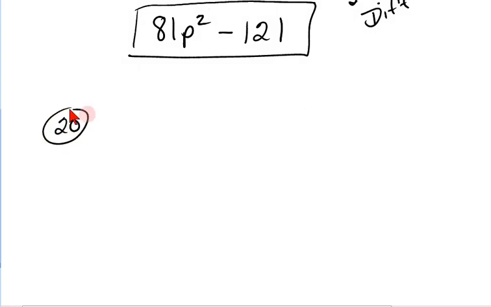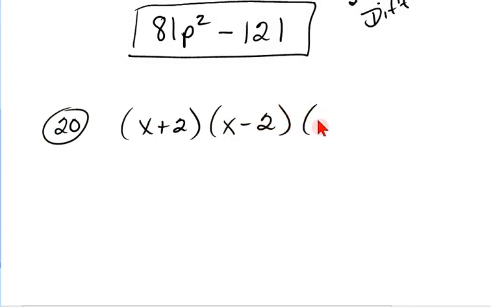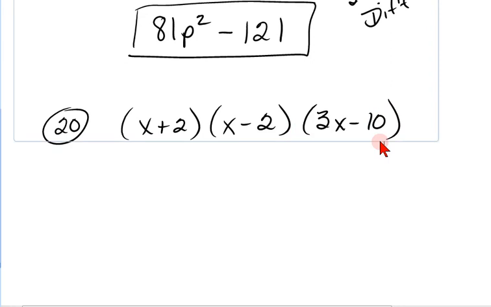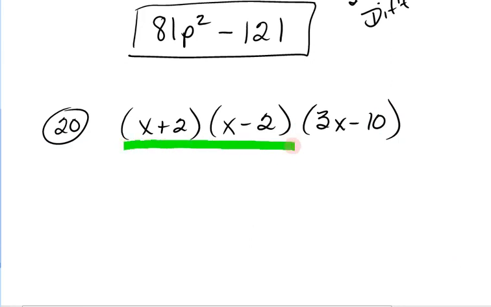Number 20. I have x plus 2 times x minus 2 times 3x minus 10. How hateful was that, to make up a problem with 3 factors? Not really hateful. Because if you multiply these two together, because they come first, do you notice that that's a sum and difference product? So let's multiply those first. And whatever I get, I'm going to put in parentheses so that I can then multiply it by 3x minus 10. So what's the product of the first?